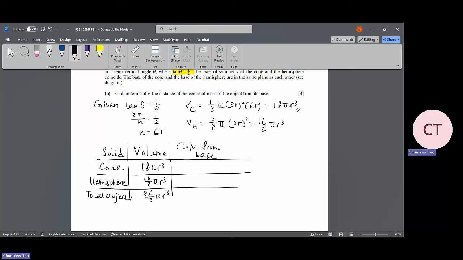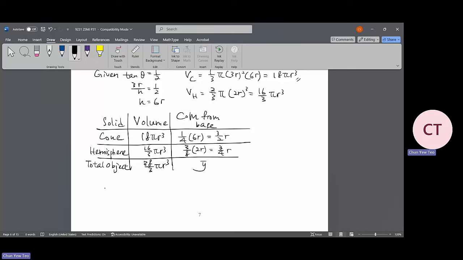Centre of the mass of the cone, refer to the formula booklet. This one is actually 1 over 4 of the height from the base. So it will be 3 over 2 r. Then for hemisphere, it will be 3 over 8 of the radius. Radius is 2r. So you will get 3 over 4 r. Then the remaining solid, we do not know the centre of the mass, so we put R1. So we just say a moment about the base.